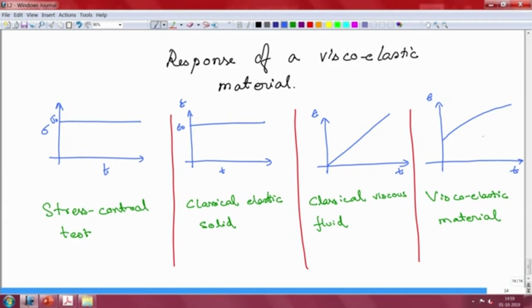This response is composed of two parts. One is an instantaneous increase in strain, like a classical elastic solid, and then there is a constantly increasing part, which is an increase in strain with time, just like your fluid. So, this is your straining with time, or the flow basically, which you also call creep, the creep response.